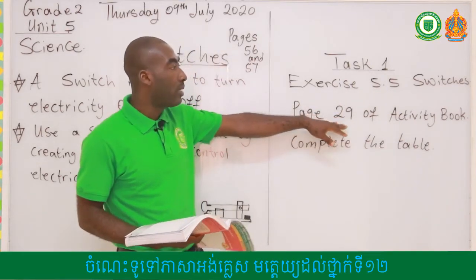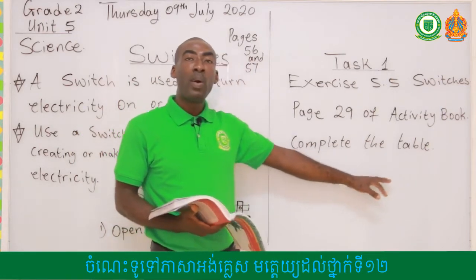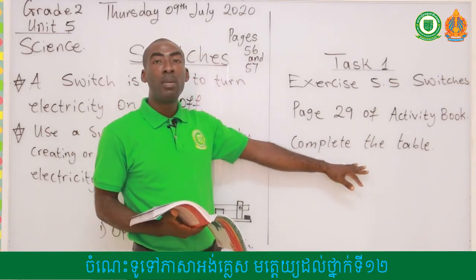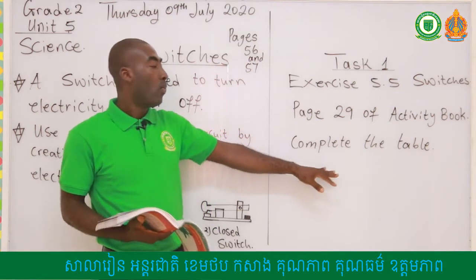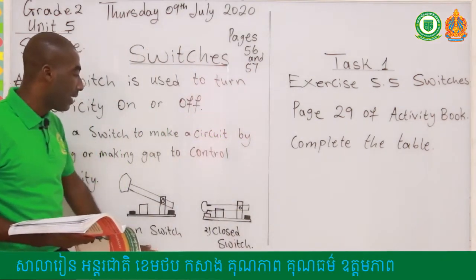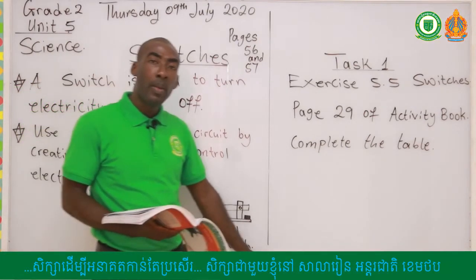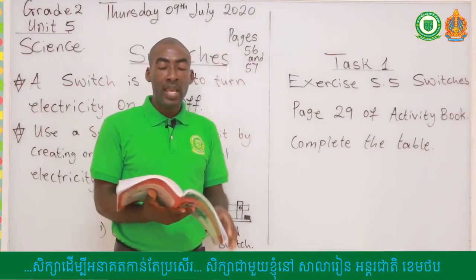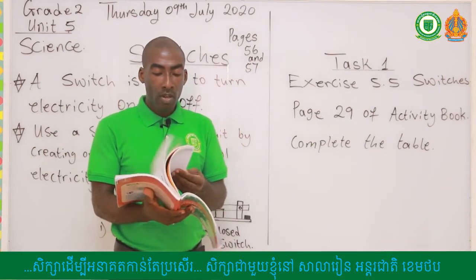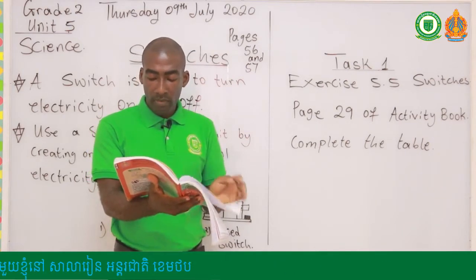It is about switches, and you are supposed to complete the table there to tell us what will happen on those two images that you find there. There are two images. One looks like this and the other one looks like this. So on each picture you tell us what will happen. Use the words at the bottom of your table to complete that information.